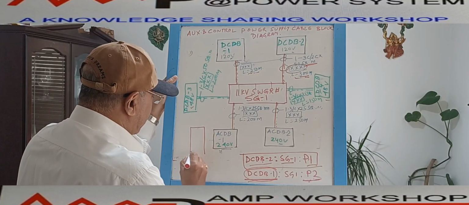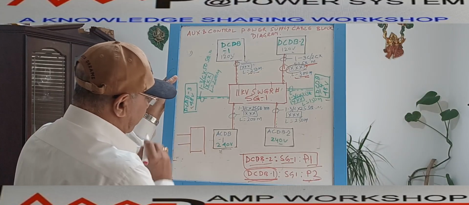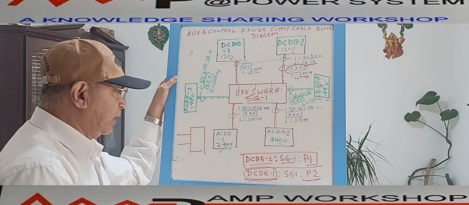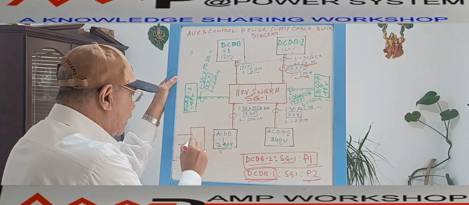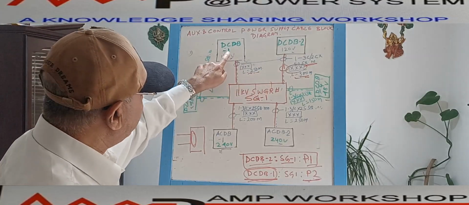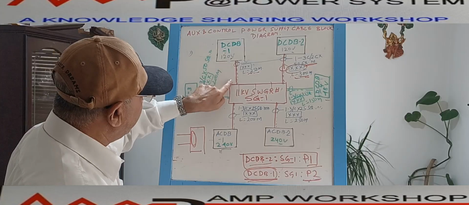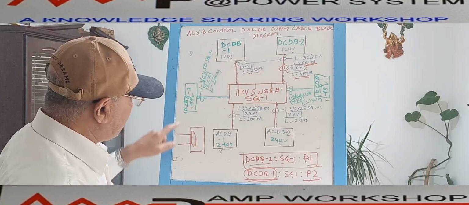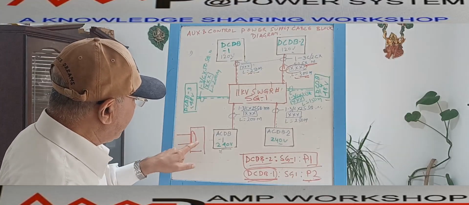Suppose this is panel number 10, where two cables are coming. Now both the cables are not connected together. There is a changeover scheme inside the panel. That means there are two cables and two power supplies, one power supply coming from DCDB 1, another power supply coming from DCDB 2. These two power supplies independently come to the panel.